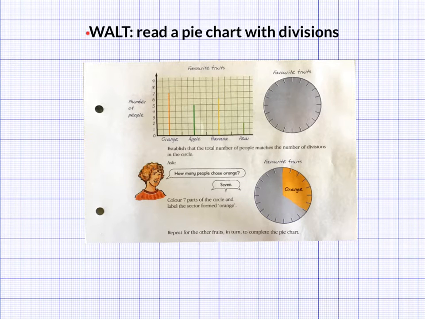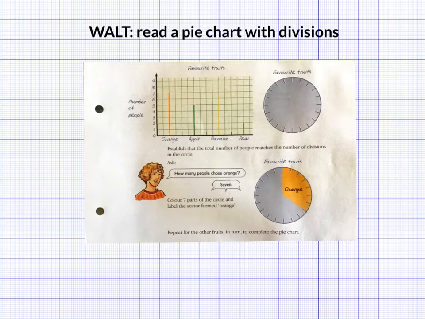Today we're going to be looking at how to read a pie chart with divisions. A pie chart can show the same information as a bar graph or a line graph. It's just using a different way. The information from the line graph goes into the pie chart, and the number of people matches the divisions that you see around the circle.